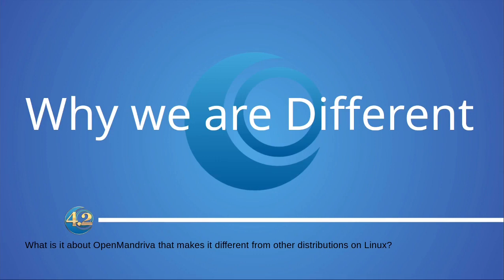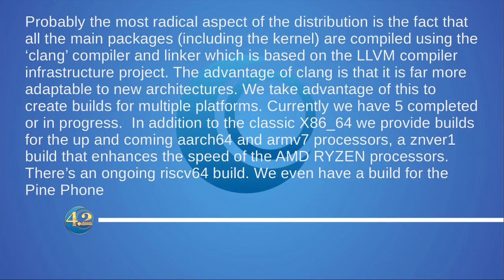Why are we different? What is it about OpenMandriva that makes it different from other Linux distributions? Probably the most radical aspect of the distribution is the fact that all the main packages, including the kernel, are compiled using the Clang compiler and linker, which is based on the LLVM compiler infrastructure project. The advantage of Clang is that it is far more adaptable to new architectures. We take advantage of this to create builds for multiple platforms. Currently we have 5 completed or in progress.